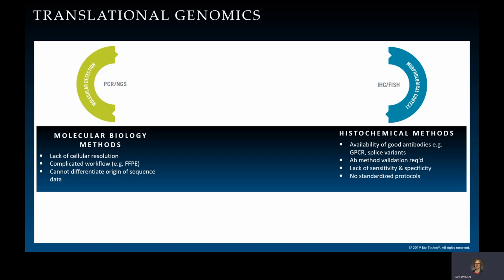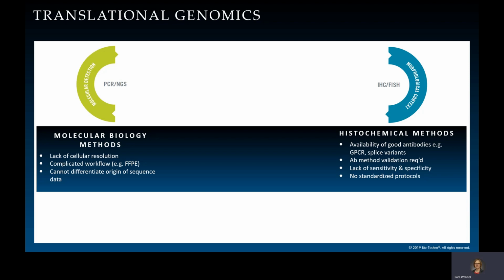Even in the not too distant past, when you're looking at the techniques that are available to you for understanding gene expression, there are only really two methods and two paths down which you could travel. Using molecular biology methods such as PCR or next generation sequencing, using that molecular detection to understand the expression of genes within complex tissues. Obviously, with this come challenges, potentially complicated workflows, and more importantly, the inability to differentiate the origin of sequence and the lack of cellular resolution.